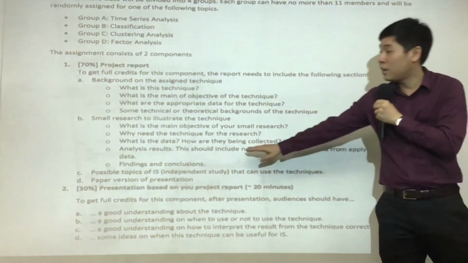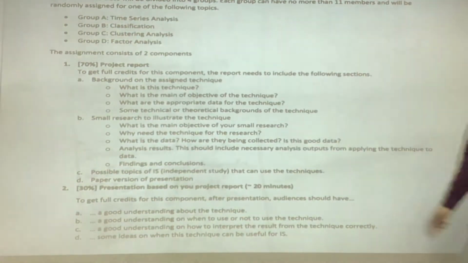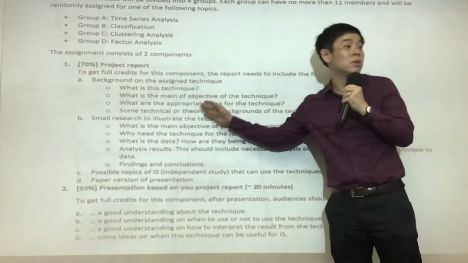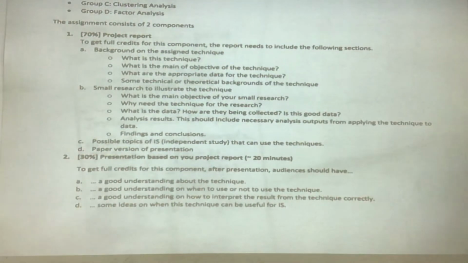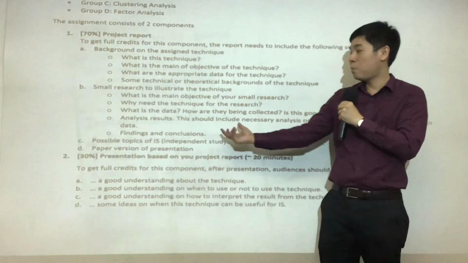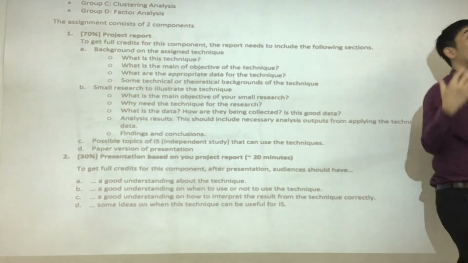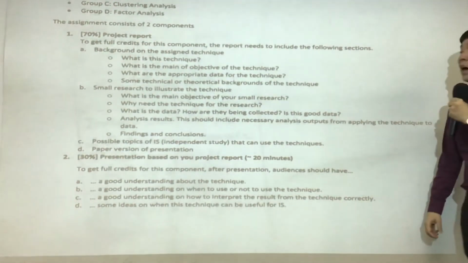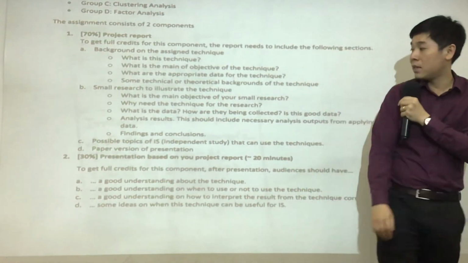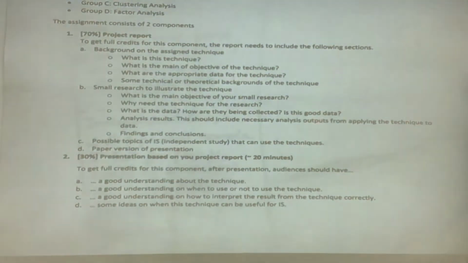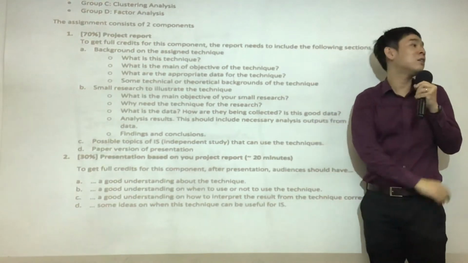At the end of that part, give some kind of result from that small project, and then some findings and some conclusion. The report should also include possible topics for IS, independent study. This technique is going to be useful for what kind of topic? Also include a paper version of your presentation. The second part is going to be a presentation based on your report. The grade is 70% from the report, 30% from the presentation.